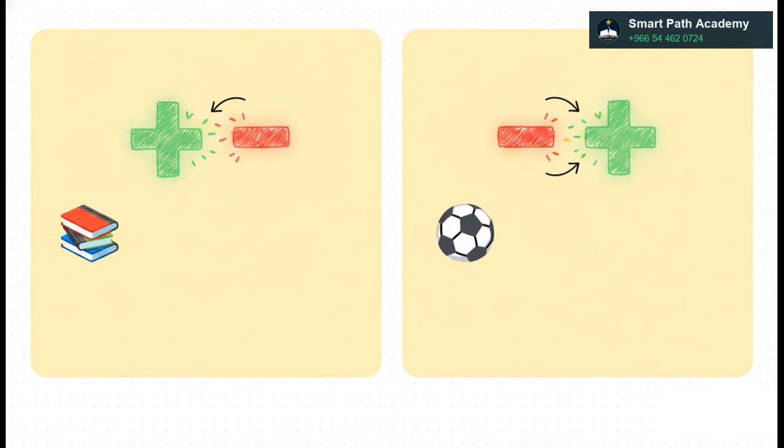Let's try another pair. She likes English, doesn't she? The positive action likes absolutely needs that negative helper, doesn't. Now, contrast that with this one. He does not play football, does he? The negative does not play matches up beautifully with the positive tag does. See how that balance works?